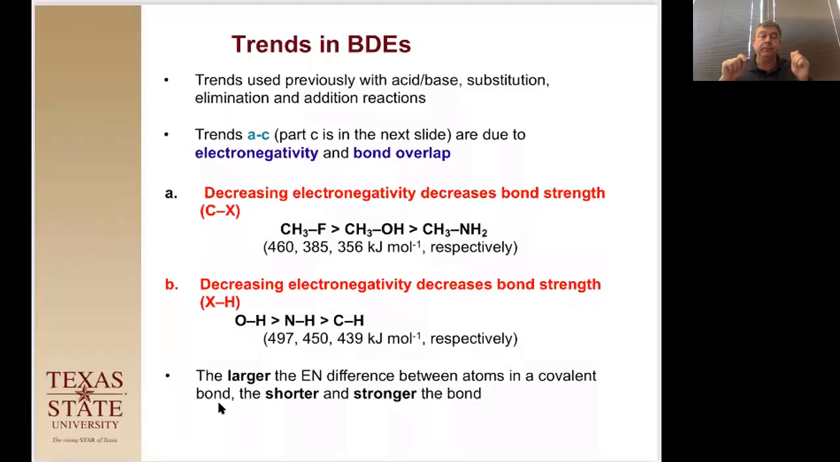Okay. Now, the same works for hydrogen. The bigger the difference in electronegativity between the hydrogen and the other atom, the stronger the bond. So if we look at oxygen, it is more electronegative than carbon, therefore the carbon-hydrogen bond is not as strong as the hydrogen-oxygen bond. So think about it, the larger the difference in electronegativity, the covalent bond is more polar, stronger, and shorter. So that trend follows the same as acids and bases.